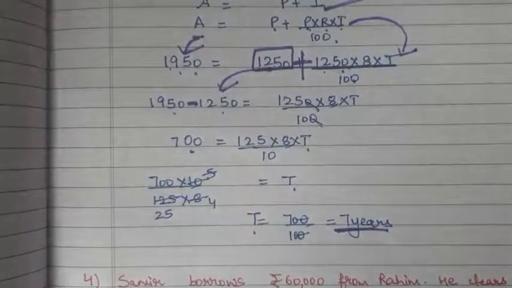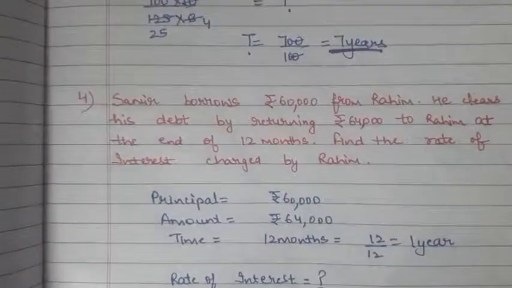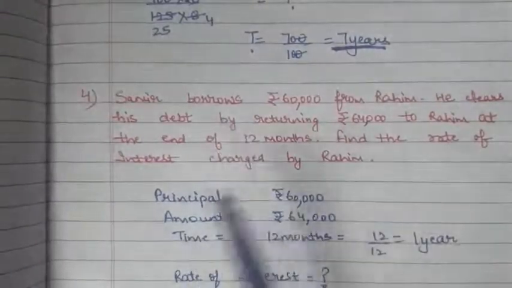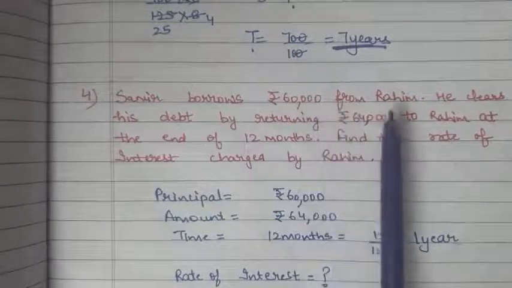Clear, children? The next question is, Sameer borrows 60,000 rupees from Rahim.